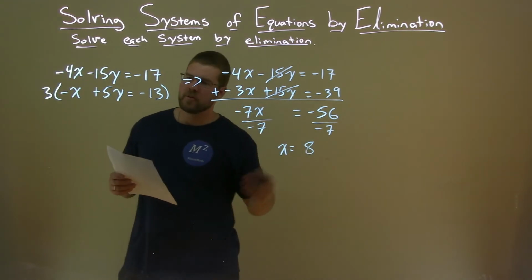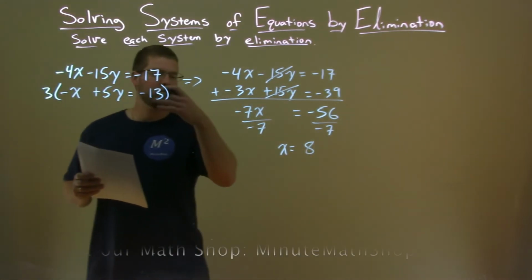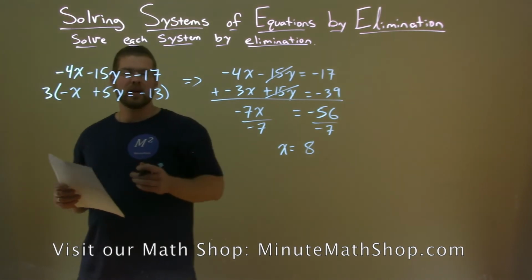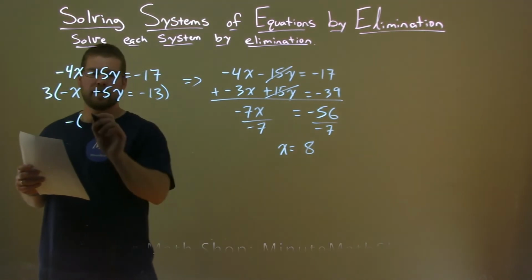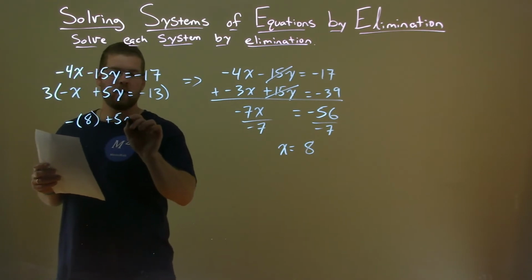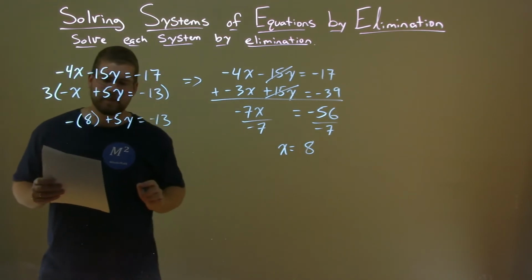We take that information and plug it into one of our other equations and solve for y. I like the second equation because it looks simpler. Negative, instead of x, put the 8 in. Plus 5y equals a negative 13.